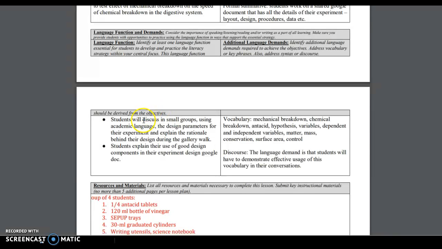And here is a keyword. Students will discuss in small groups using academic language. And here students will explain their use of good design components in experiment design Google Doc. And then they just listed off the vocabulary and the additional language demands. These are all the vocab that students need. And then the discourse, the language demand is that students will have to demonstrate effective usage of this vocabulary in their conversations.